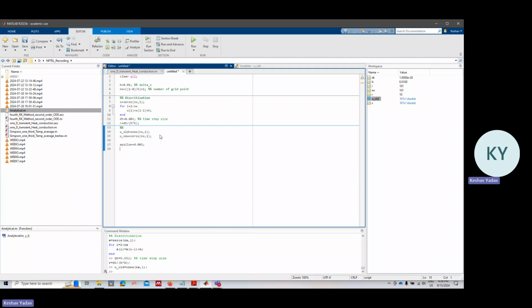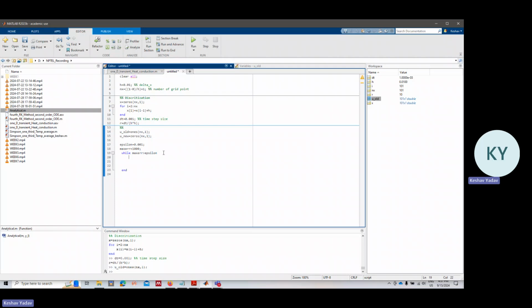Okay. And I am defining this maximum error, some max error, equal to, I am assigning it as, suppose, 1000 earlier. So what I will do, while my maximum error is greater than epsilon, I will do the calculation. Okay.